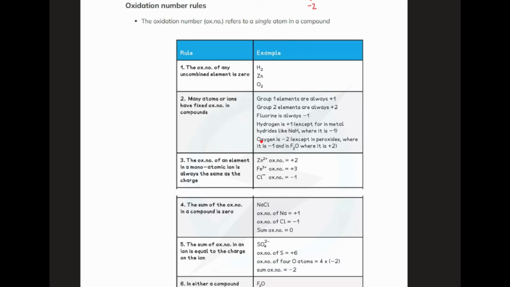Then oxygen is normally negative 2, except in peroxides.